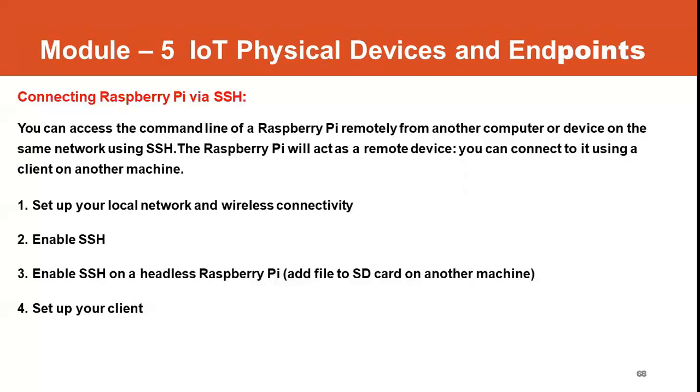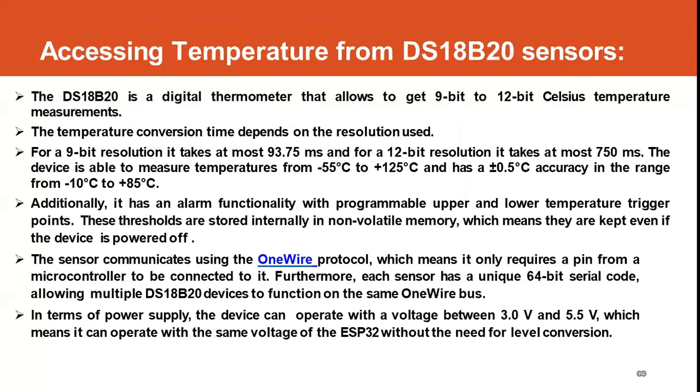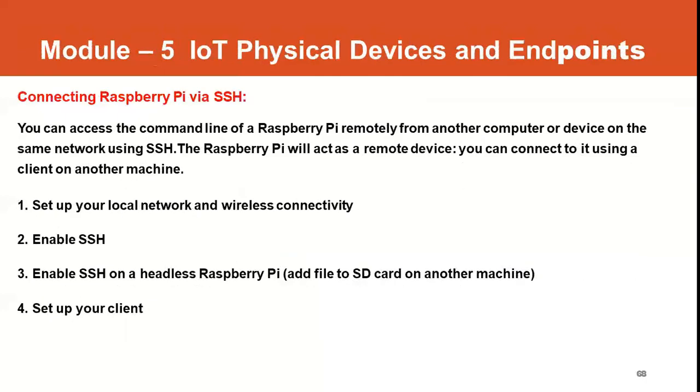So here the various steps include, we need to set up the local network and wireless connectivity. We need to enable the SSH. Then we need to enable SSH on headless Raspberry Pi. So if you want, we can add an SD card on the machine. Then we need to set up the client. So by following these 4 steps, we can get the remote access to the Raspberry Pi board.